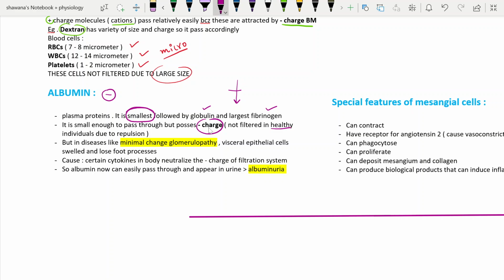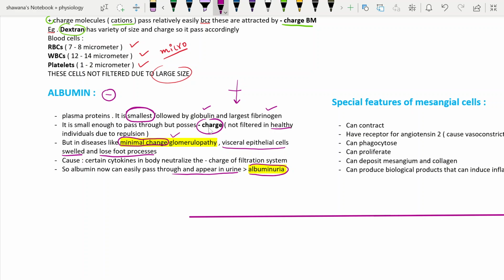But in diseases like minimal change glomerulopathy, also called minimal change disease, the changes are not significant, but the visceral epithelial cells, which are the podocytes, swell up and lose the foot processes. When there are no foot processes, the albumin can pass through the filtration barrier and appears in the urine, and we find the condition known as albuminuria.